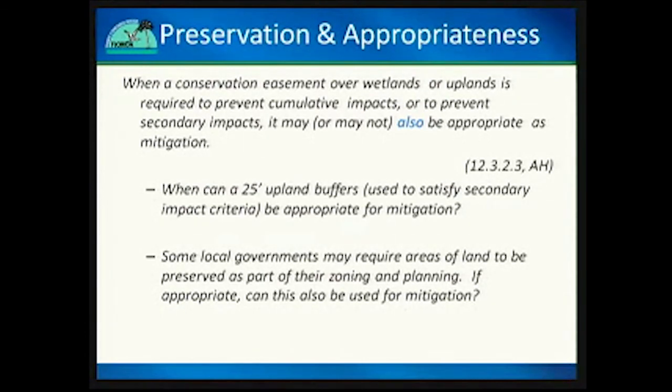And the rules say that it may also be appropriate as mitigation. So there's that 12.2.3 in the applicant's handbook. But you have to kind of think about this one. That's why it says may. If you're giving a conservation easement or something, say it's a big sandhill that is important to that wetland, if it's of a magnitude, then yeah, that could count for it. If it's a 25-foot upland buffer next to somebody's pool that's between it and the wetland, maybe not.